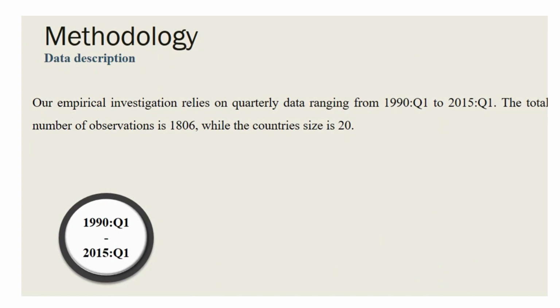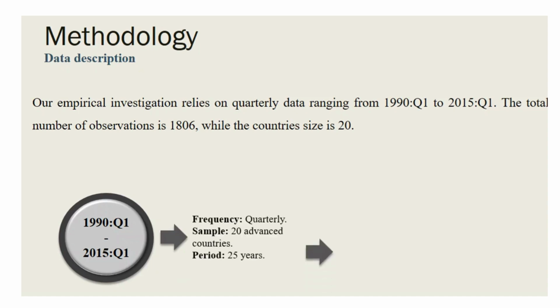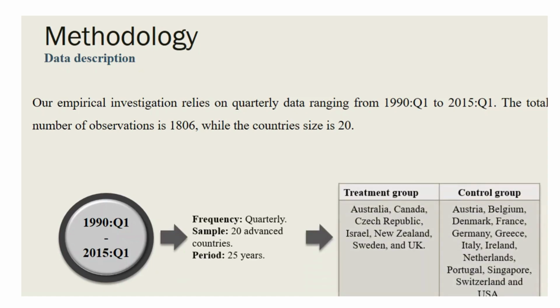When it comes to the methodology and data description, our empirical investigation relies on quarterly data ranging from 1990 quarter 1 to 2015 quarter 1. The total number of observations is 1,806, while the country sample is composed of 20 advanced countries. Here is the treatment and the control group sample of advanced countries. The treatment group is composed of 7 inflation targeting countries, while the control group is composed of 13 advanced countries which did not adopt full-fledged inflation targeting.